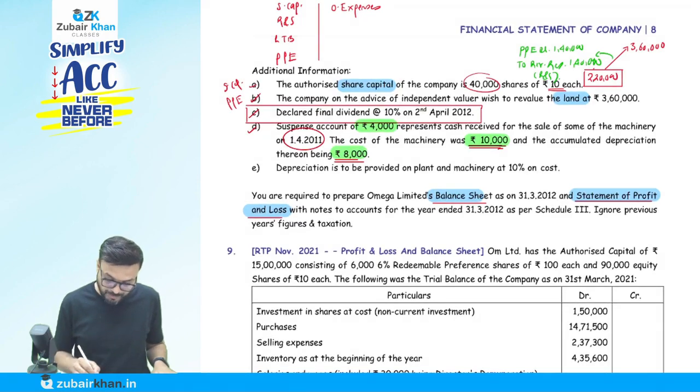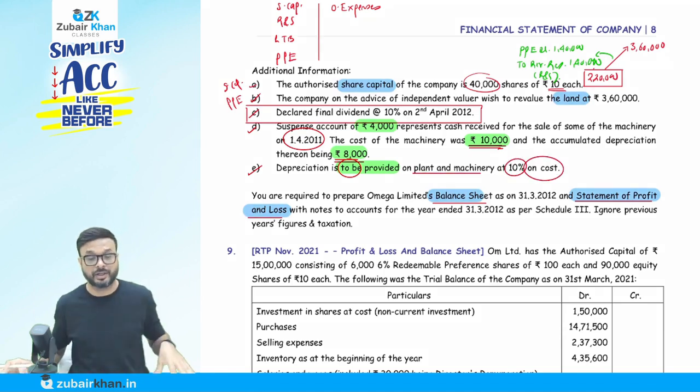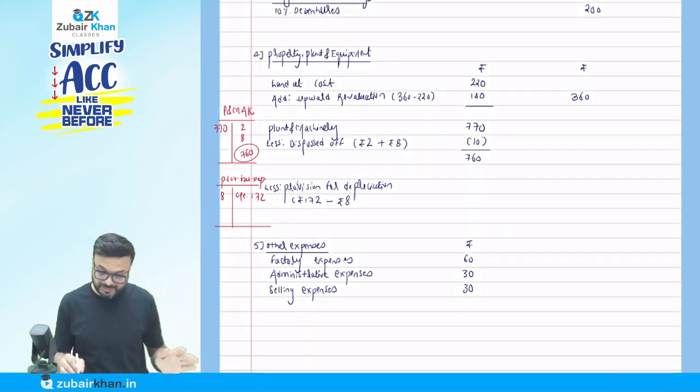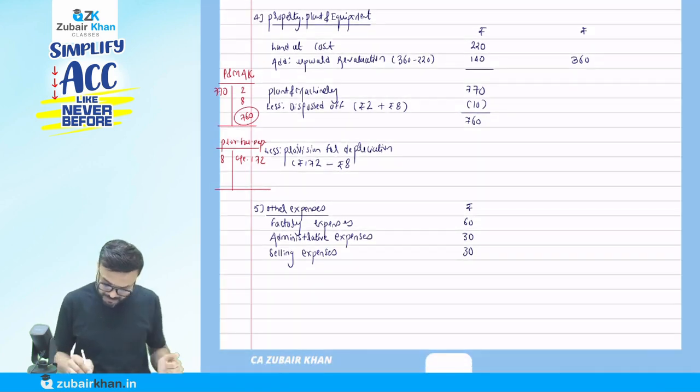They say in point number E, depreciation is to be provided. Is to be provided means we have not yet provided. We have to provide. So is to be provided on plant and machinery at 10% on what here? On cost. So on cost, not on WDV. If they mention on WDV, then we have to charge depreciation on 760. But they say on cost, it means on the 770. So how much is 10% of 770? That will come here. Just give me a minute.